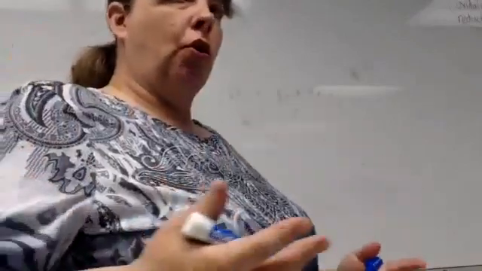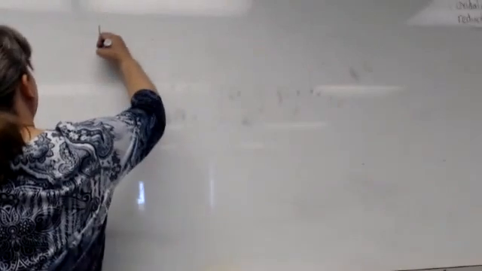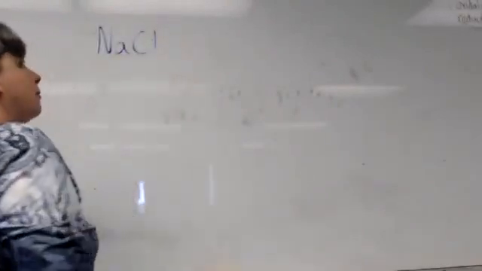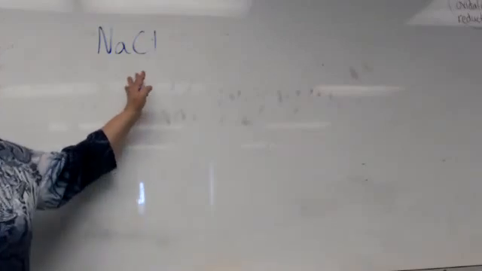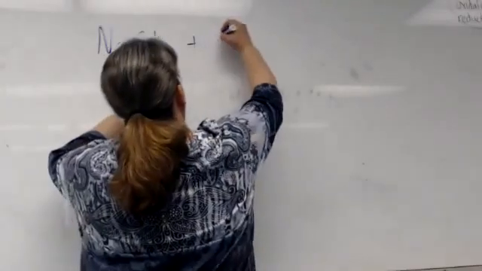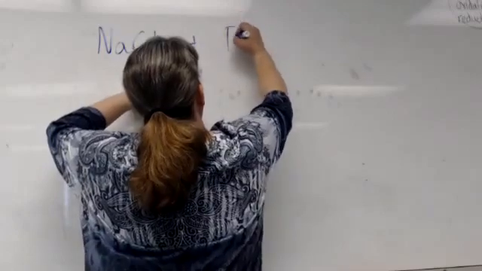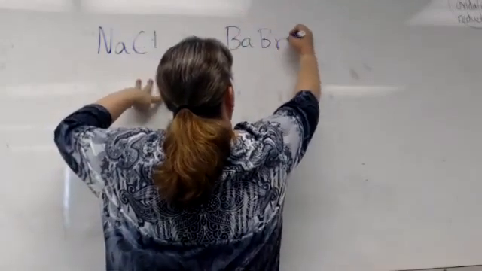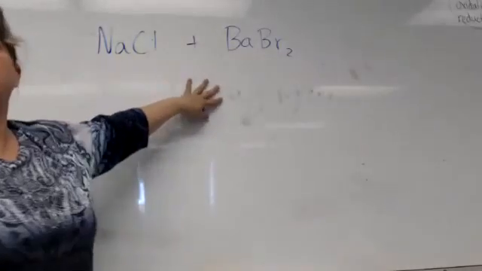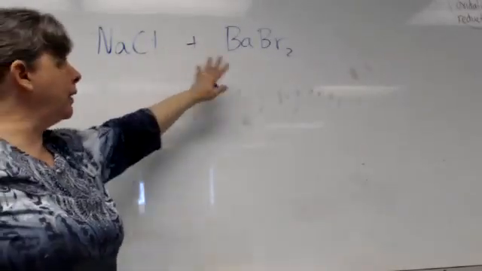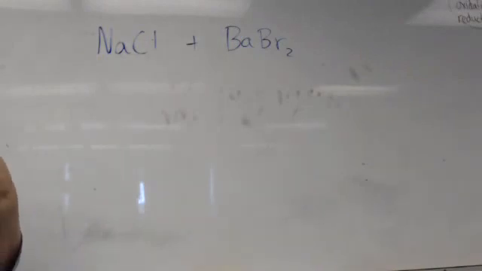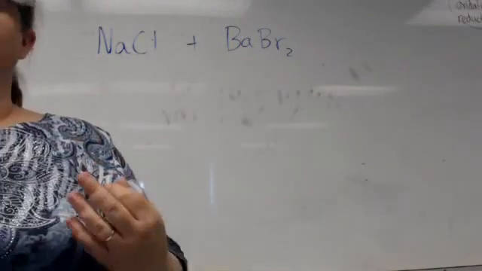In a double replacement reaction, your chemicals all start as ions. So for example, if we react the compound NaCl, which is an ionic compound, with the compound barium bromide, which is an ionic compound, when we react these two, everything is already existing as ions.